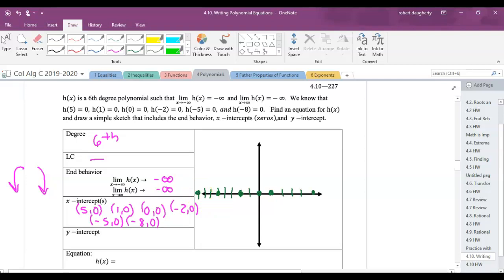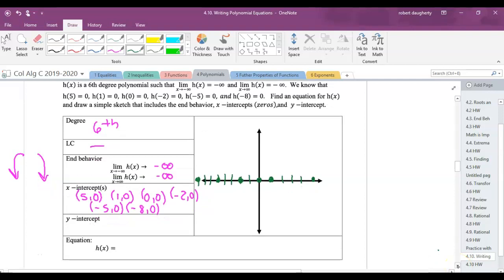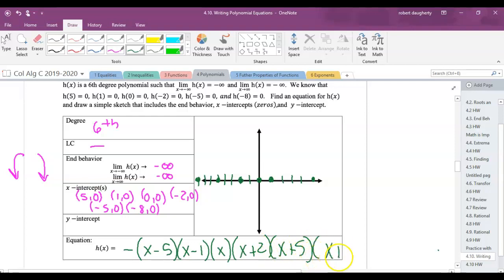So all of those are there. Okay. Now, how do I find the y-intercept? So let's come up with what our equation is going to be. This function is going to have a negative leading coefficient, right? What is the factor going to be corresponding to this root? Yeah, x minus 5. X minus 1. X minus 0. Okay, that's just x, right? It's okay. X minus 0 is fine. X plus 2. X plus 5. And x plus 8.